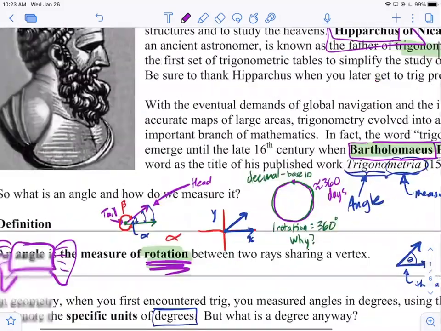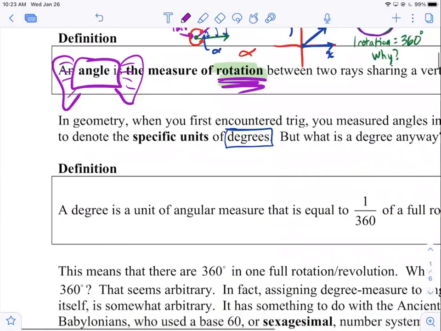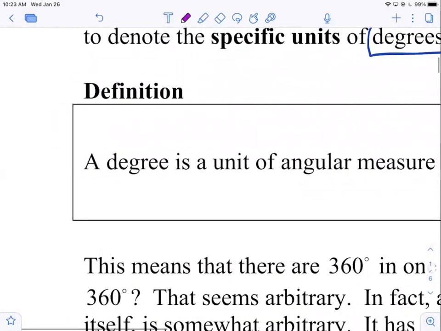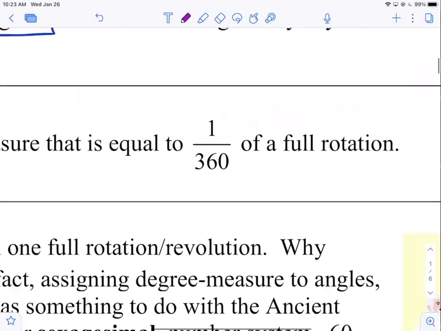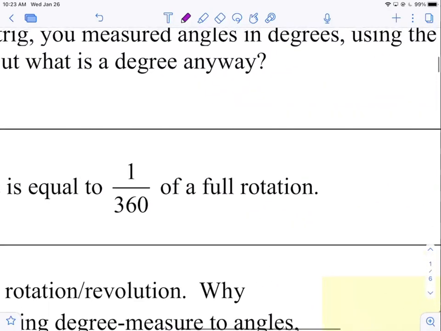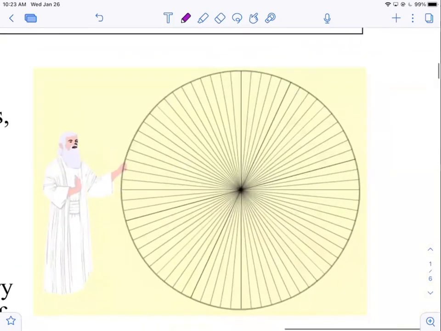So, let's go ahead and define now what a degree is. A degree is a unit of angular measure that's equivalent now to 1/360th of a rotation, right? This would be right here, 1 degree. This circle that this guy is holding up here for us is partitioned into 360 pieces. 1 degree then would be one of those notches, all right?